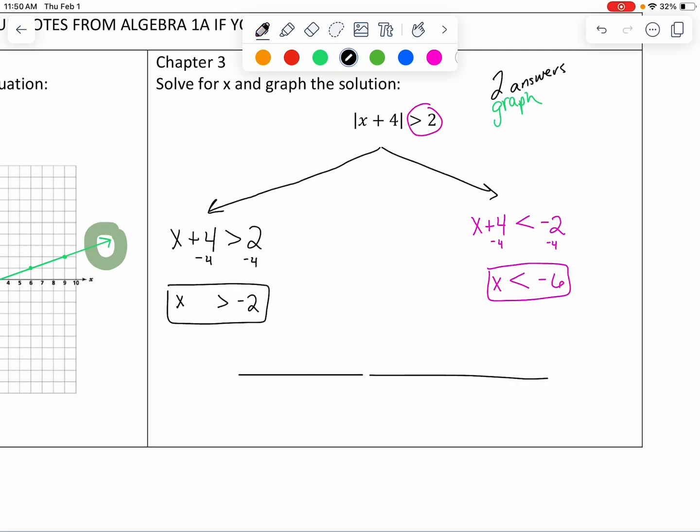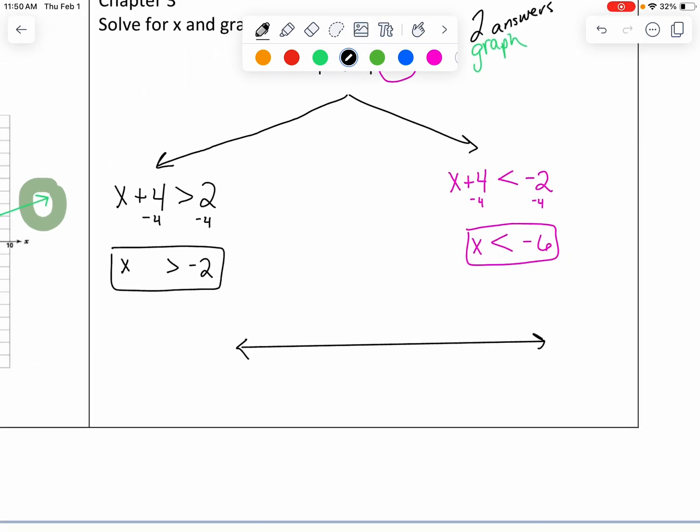Here's my number line. Whoops. Let's see, I have negative 2 and I have negative 6. So that's going to be negative 4 in the middle of them, a 0 here, and a negative 8 here. You're going to have an open circle for the negative 2 pointing to the right because it's greater than, and an open circle pointing to the left for the 6 because it's less than.